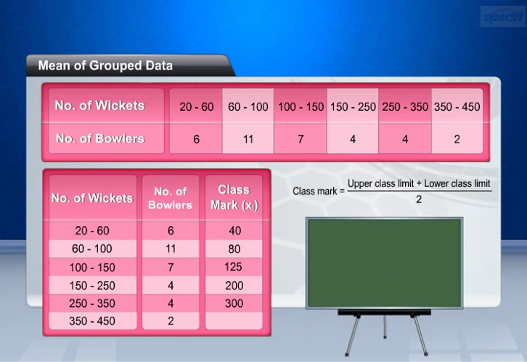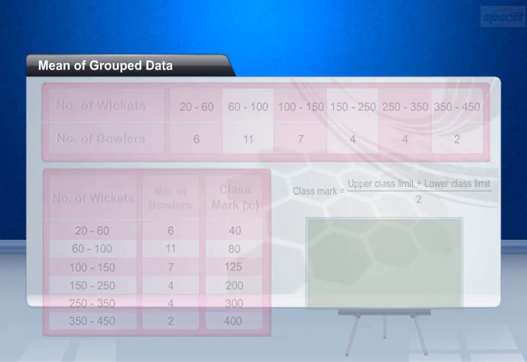Let us consider the interval 350 to 450. Here, upper class limit is 450 and lower class limit is 350. This implies that class mark equals (450 plus 350) by 2. This is equal to 800 by 2, which is 400. Therefore, the class mark is 400.